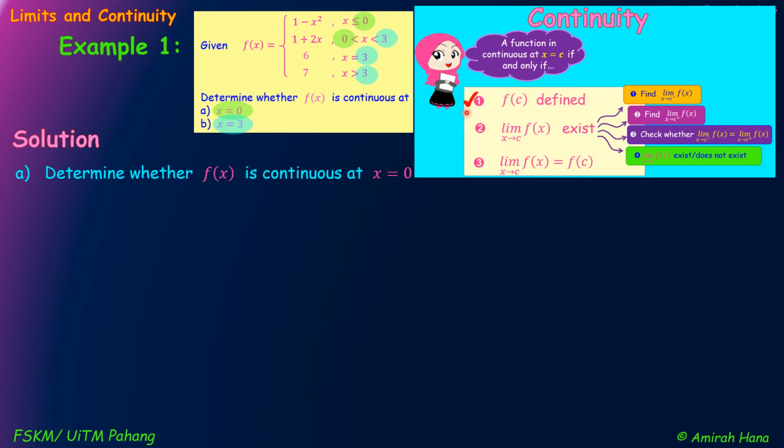the first condition, f(c) must be defined. We use f(c) here because we have x equals to c. Now we have x equals to 0. So for the first condition, we can write f(0) defined.